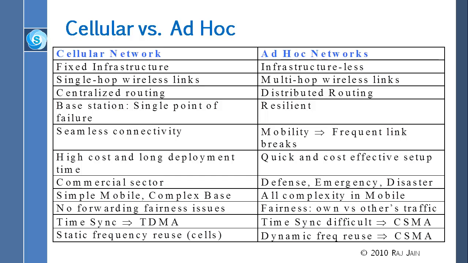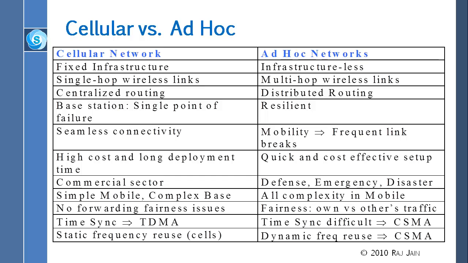Then there is the issue of time sync. Because everybody can synchronize to the base station, we can very easily use TDMA, time division multiple access. Remember, in TDMA, if 2 different nodes need to transmit, they have to take their time slot, and they have to know exactly where the time slot begins and where it ends, so that they don't run over into each other's time. So TDMA requires time synchronization, which is easy in a cellular network. In ad hoc networks it is very difficult, and therefore we don't generally use TDMA. We use CSMA, carrier sense multiple access.